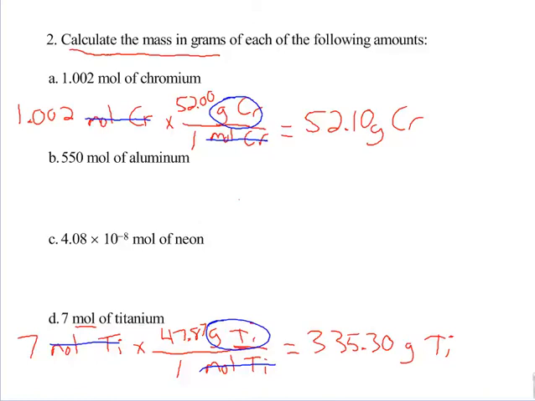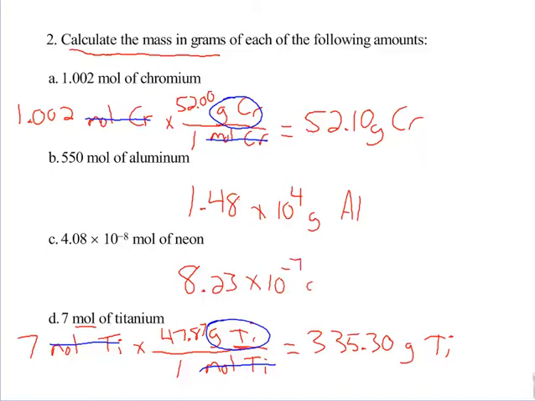I'm going to give you the answers to B and C. You can work through them yourself, and if you have any problems, come see me. The correct answer for B, when you convert, is 1.48 times 10 to the 4th grams of aluminum. And the correct answer for C is 8.23 times 10 to the negative 7th grams of neon.